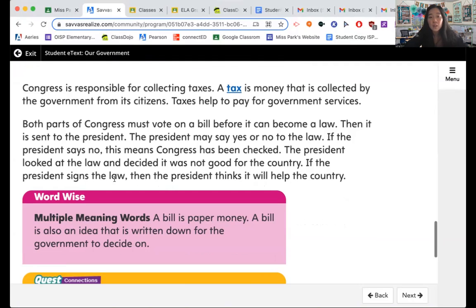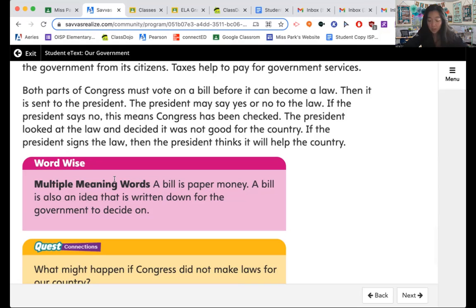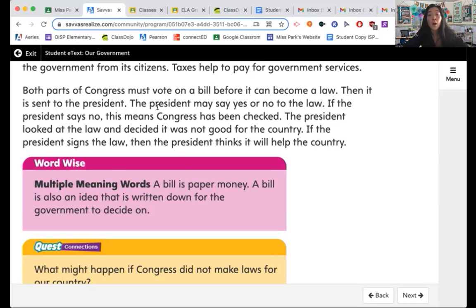Both parts of Congress must vote on a bill before it can become a law. So how does Congress make a law? They have to vote on a bill before it can become a law.